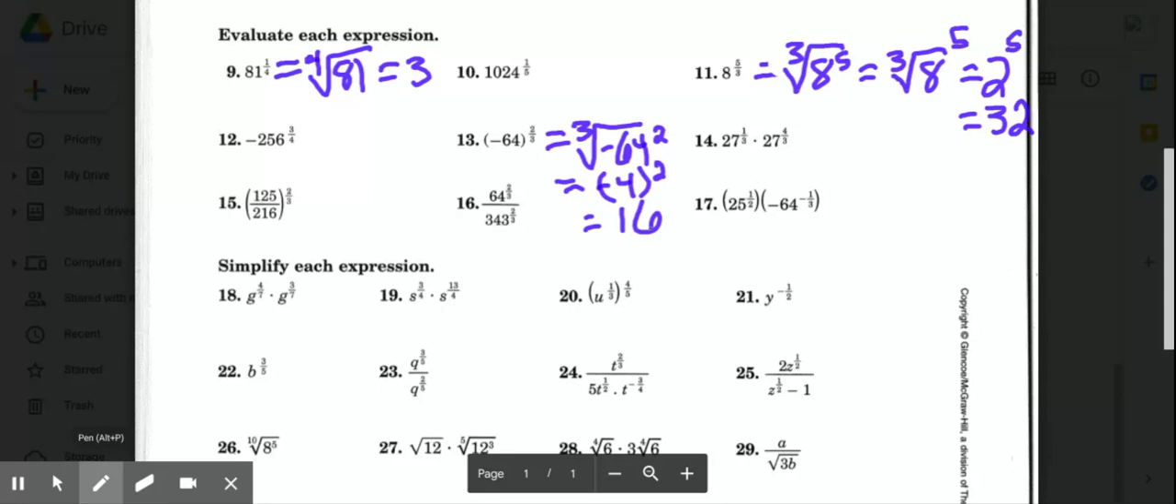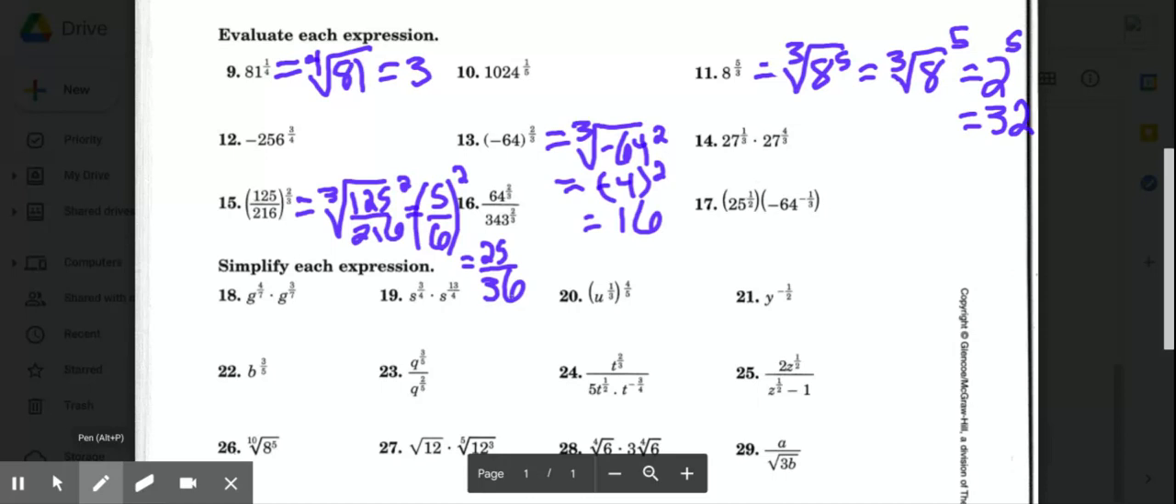All right, let's take a look at 15. So I'm going to rewrite this. It's the cube root of 125 over 216 squared. And it does not matter if that square is underneath the radical or outside of it. I'm going to prefer it outside of it because I don't want to do 125 squared or 216 squared because that's a huge number. So what I'm going to do instead is the cube root of 125, which is just 5. The cube root of 216, which is 6. And then I'm going to square that, which is going to give me an answer of 25/36.